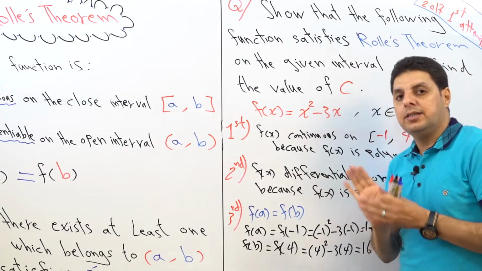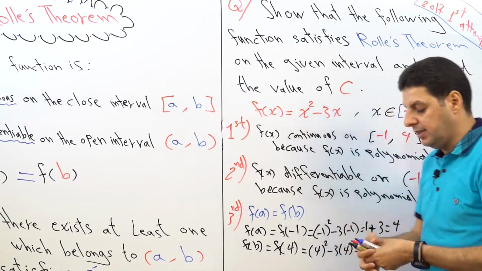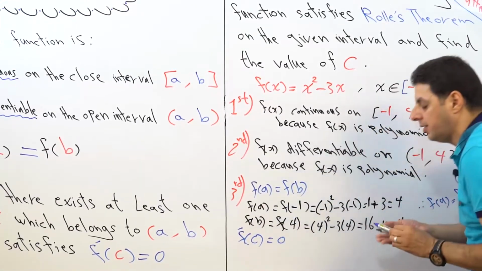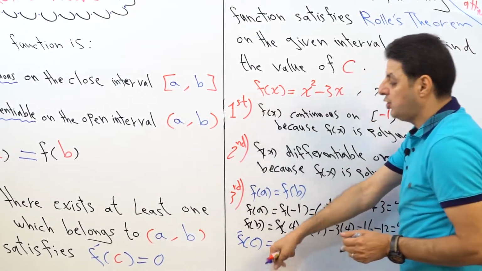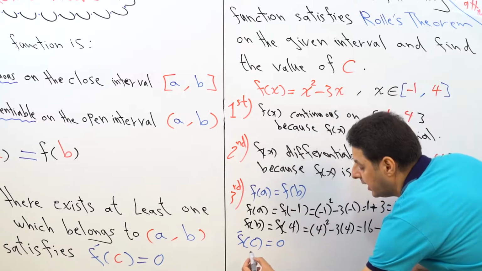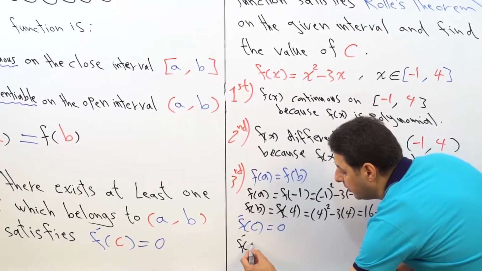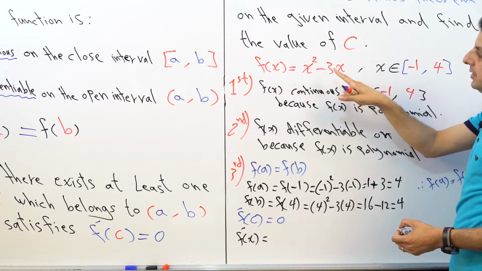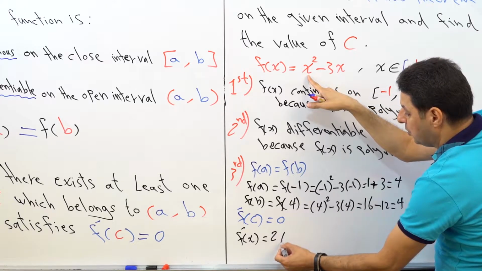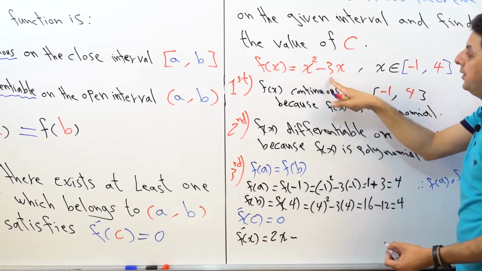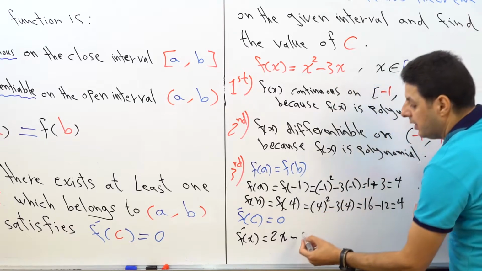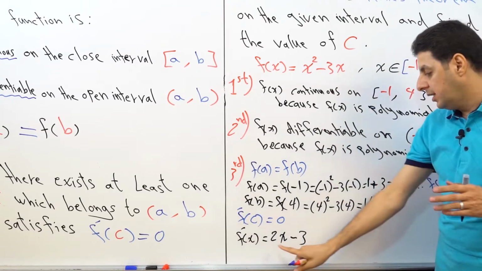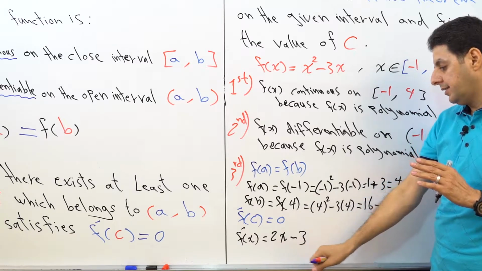Then there is a c such that f prime of c equals 0. f prime is the first derivative of the function. We differentiate the function x square minus 3x. The first derivative is 2x minus 3.